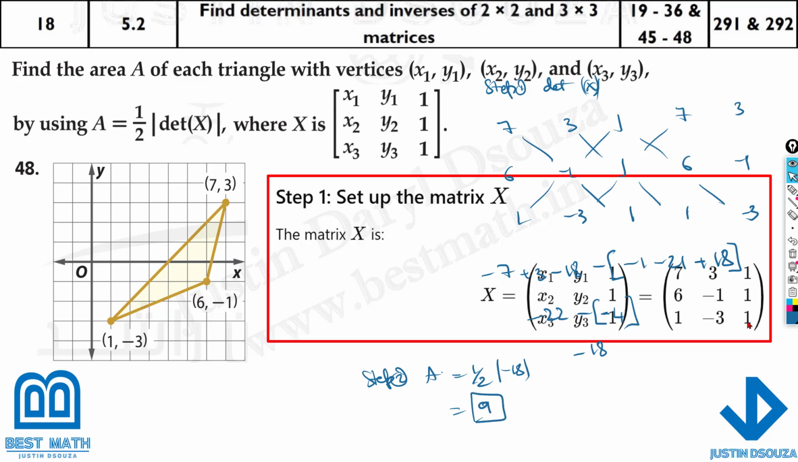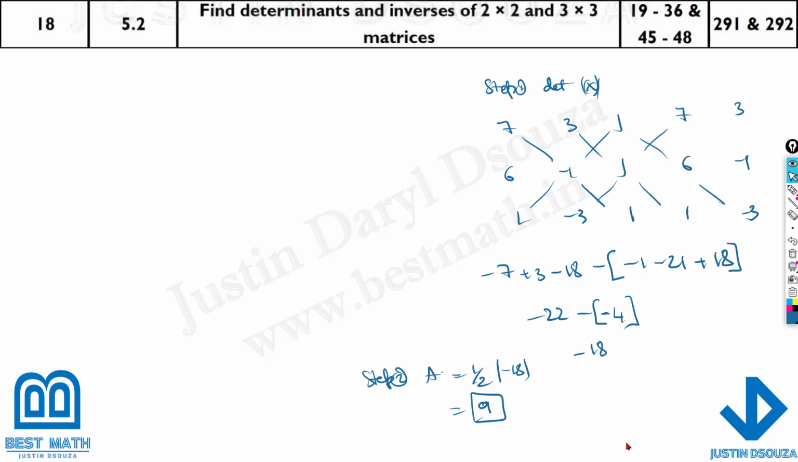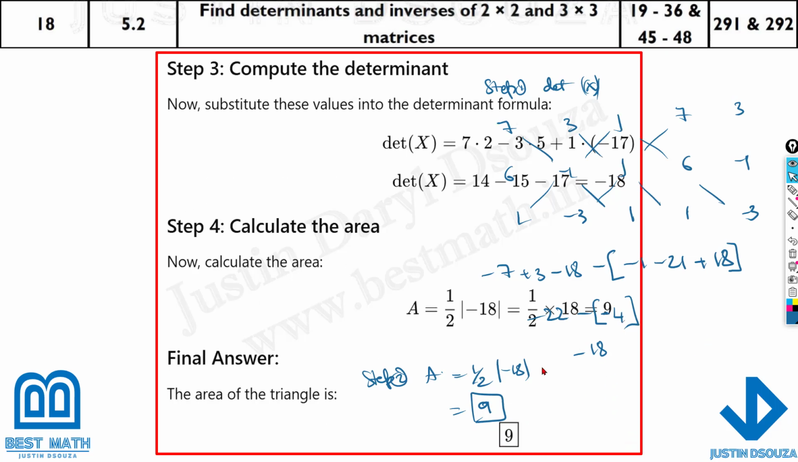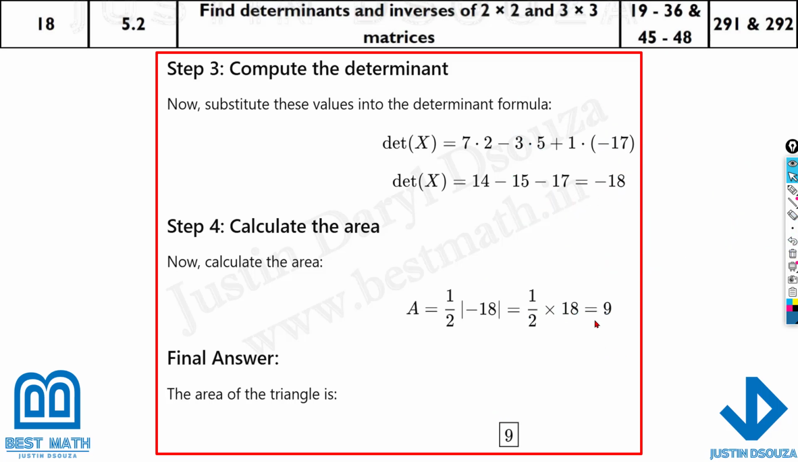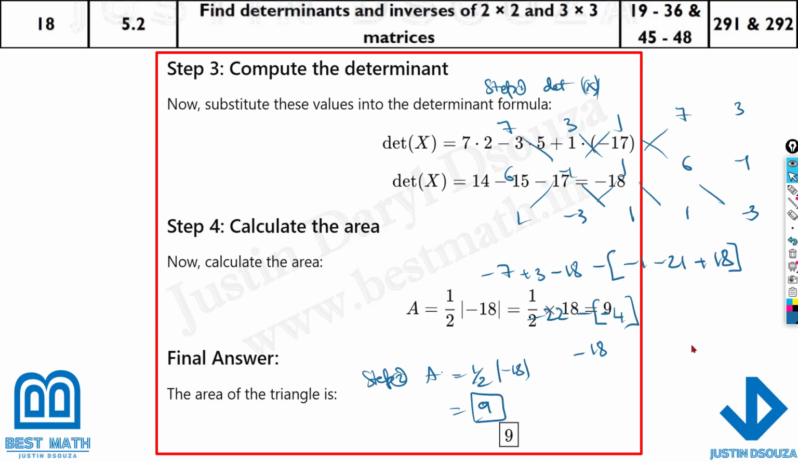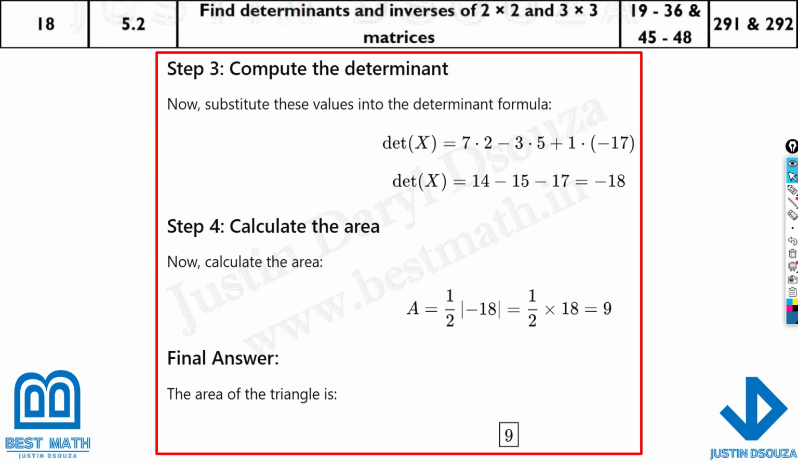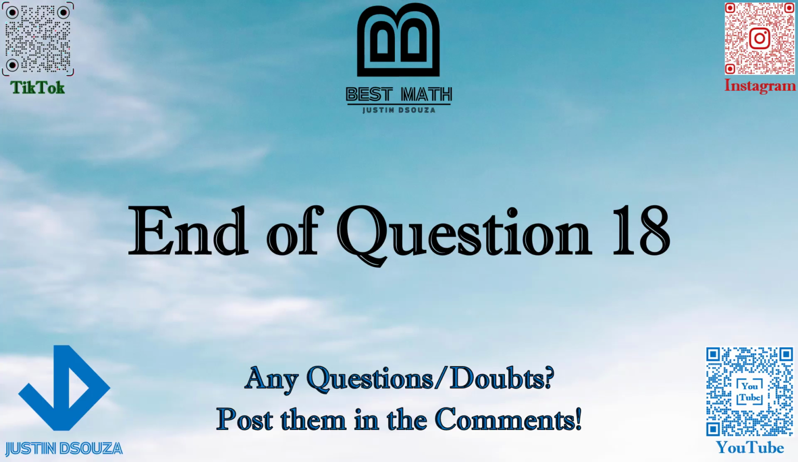Let's check the answer. Here you go. You have to do the determinant, and it was minus 18, but the magnitude makes it positive 18, and solve it up. Half times 18 is 9, and that is the same answer which we got as well. That is the end of this question.